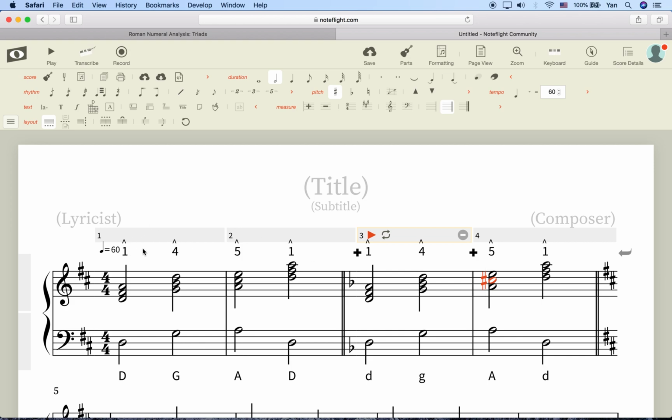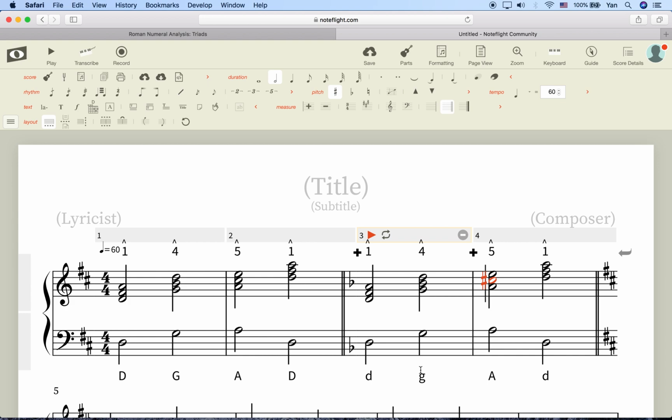So the scale degrees I wrote up here, and remember the scale degree notation is the number with the little caret on top, and these are just the chord names underneath: uppercase for major and lowercase for minor. So this is just another example.